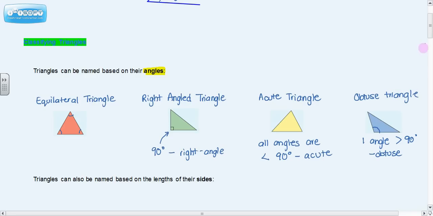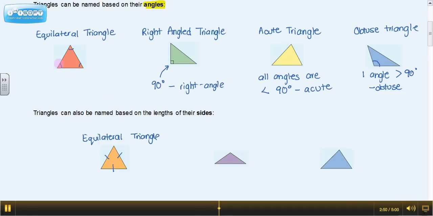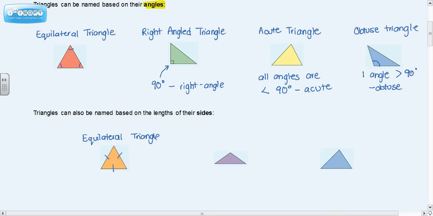Triangles can also be classified by their sides. In this triangle, all the sides are equal, so we call this again an equilateral triangle. So an equilateral triangle has all the same angles and all the same sides.